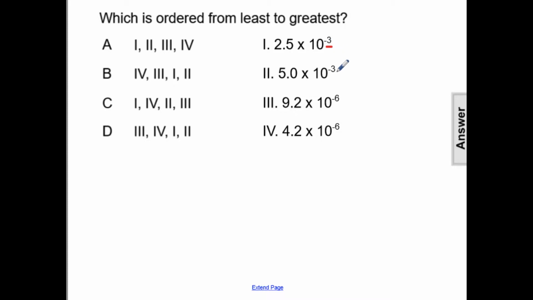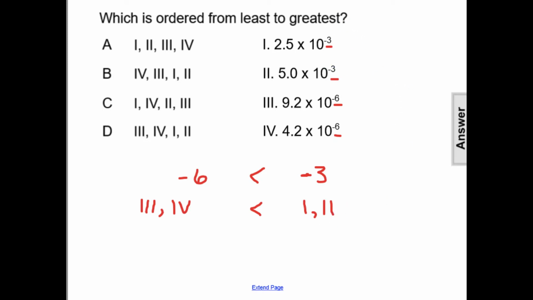Here we have exponents of -3, -3, -6, and -6. So here we can tell that numbers 3 and 4 both have an exponent of -6, and -6 is less than the exponent of -3, which is what numbers 1 and 2 have. So therefore, numbers 3 and 4 are going to be less than numbers 1 and 2. That's a negative, not a decimal.